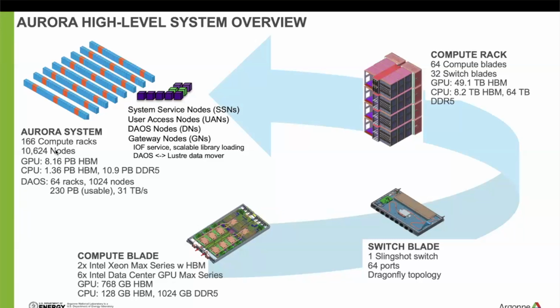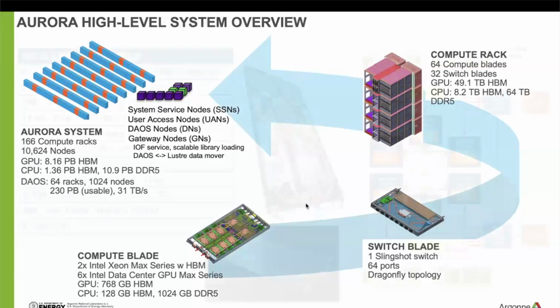Total GPU memory is more than 8 terabytes, and on the CPU side we have more than 10 petabytes of DDR5 memory and more than 1 petabyte of HBM memory. Then we have 64 racks of the DAOS storage system. It's a huge system, with a lot of network connections. Each rack has 64 compute blades and 32 switch blades. Each compute blade has two Intel Xeon Max series processors with HBM and DDR, and six Intel Data Center Max GPU 1550 models on a node.